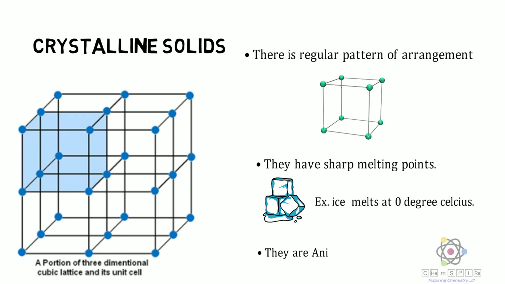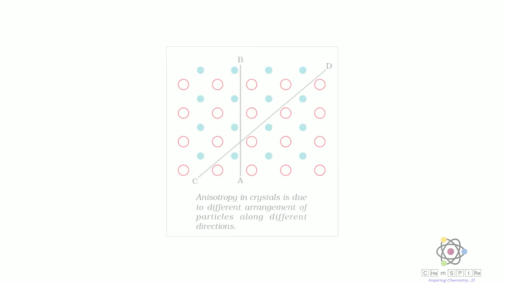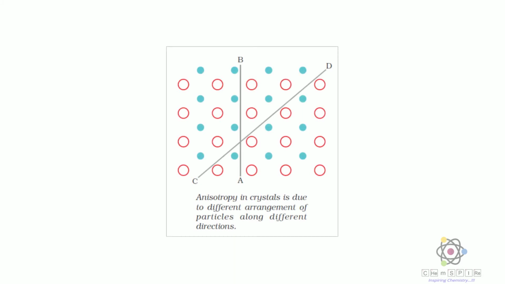And the next is they are anisotropic in nature. So what is meant by anisotropic in nature? Look at this image. This is the specific arrangement of particles in a crystal. There are some particles in red color and some in blue color. Now look at these directions carefully: C to D and A to B. The arrangement of particles is different along A to B and along C to D. So as you change the direction, obviously their properties also change. This is nothing but anisotropy.